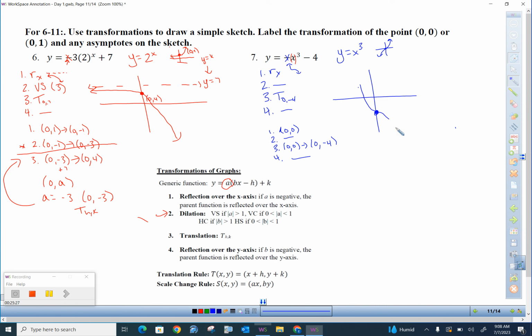Following the shape and labeling the point. Okay, a big mistake I see is forgetting to label these points. I will always include that in the instructions, so make sure you're watching out for that.